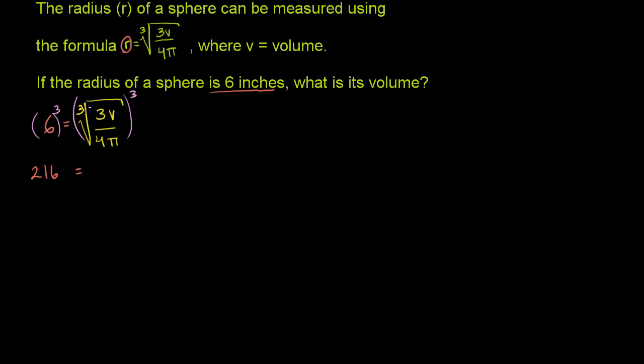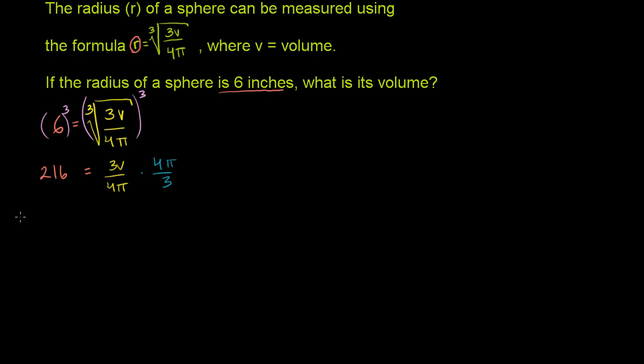if you take the 3v divided by 4 pi, the cube root is essentially taking it to the 1/3 power, and then take that to the third power, they unwind each other. And so this just becomes 3v over 4 pi. Now to solve for volume, we can just multiply both sides of this equation times the inverse of its coefficient, times 4 pi over 3.